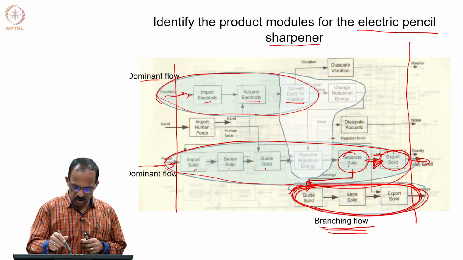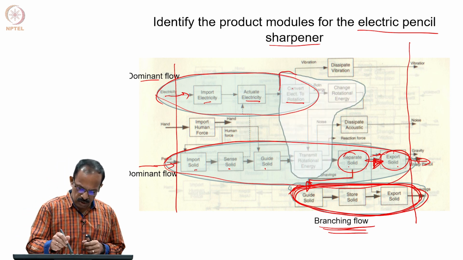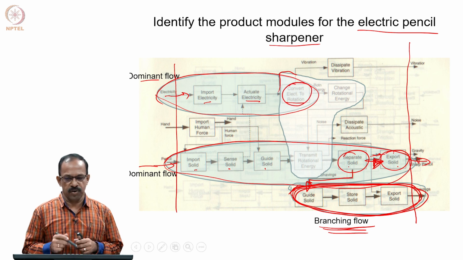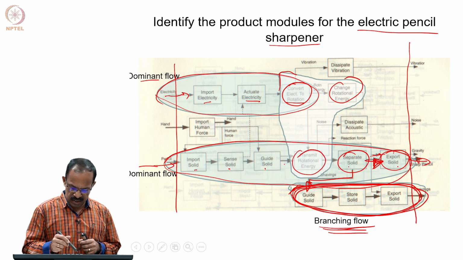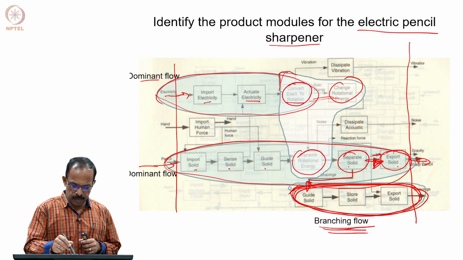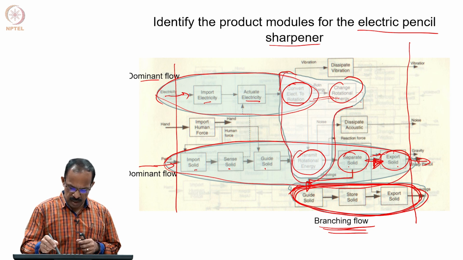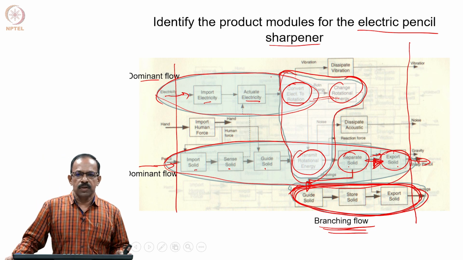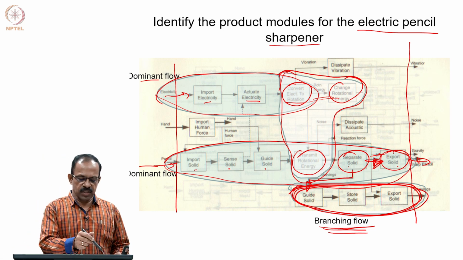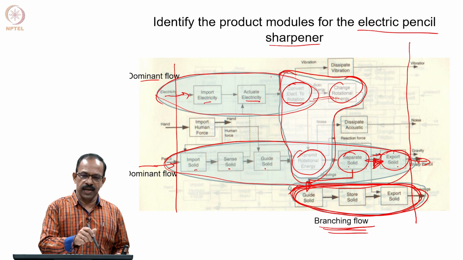Now this can actually be considered as a conversion. Here you have a conversion to electrical rotation, then change rotation energy and transmit rotation energy. So this can be considered as a conversion transmission chain, and this will be another potential module, a conversion transmission module.